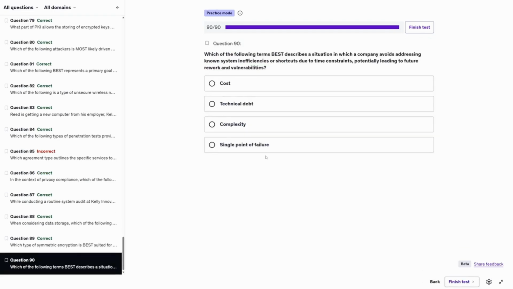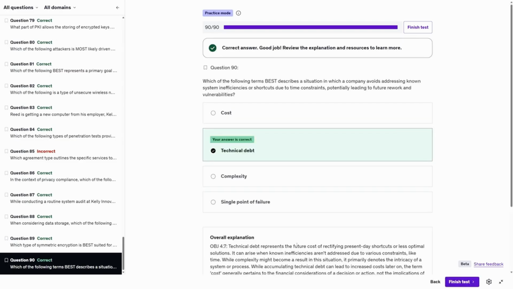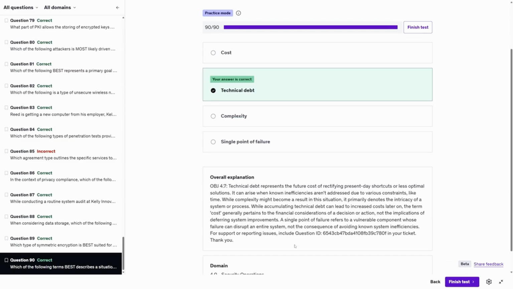All right, guys, and this is the last question of our practice exam today. Which of the following terms best describes a situation in which a company avoids addressing known system inefficiencies or shortcuts due to time constraints, potentially leading to future rework and vulnerabilities? And as we learned in an earlier answer, this is referred to as technical debt. Technical debt represents the future cost of rectifying present-day shortcuts or less optimal solutions. It can arise when known inefficiencies aren't addressed due to various constraints like time.